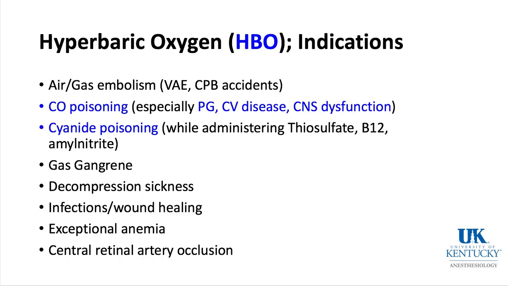And the treatment for cyanide poisoning is things like thiosulfate, vitamin B12, amyl nitrite, which converts our hemoglobin from Fe2+ to Fe3+, or methemoglobin, which then can bind free cyanide and get rid of it from our body. But another treatment for cyanide poisoning is hyperbaric oxygen. Other things like gas gangrene, decompression sickness from diving, infections and wound healing, very severe levels of anemia in patients that refuse transfusion, for example, and central retinal artery occlusion are examples of indications for hyperbaric oxygen.